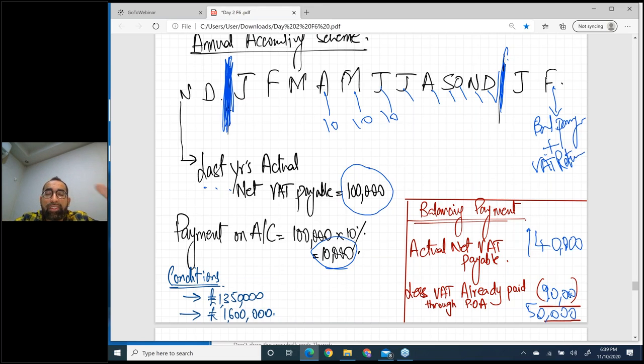Now you can see this big picture. This big picture says only one VAT return in the whole year. So this is the advantage of this scheme, that your administrative burden will be reduced. And don't forget, if you are following this scheme, you have to pay VAT through POA, and POA is calculated using the last year's actual net VAT payable.